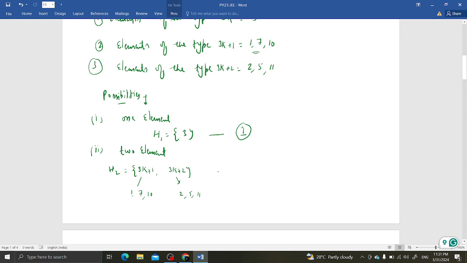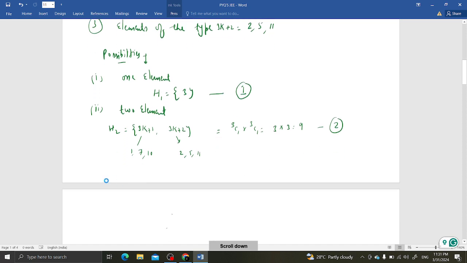So here I am using combination, like out of 3 we need to choose one. Out of 3 we need to choose one, and we get 3 into 3. What we get here? 9.